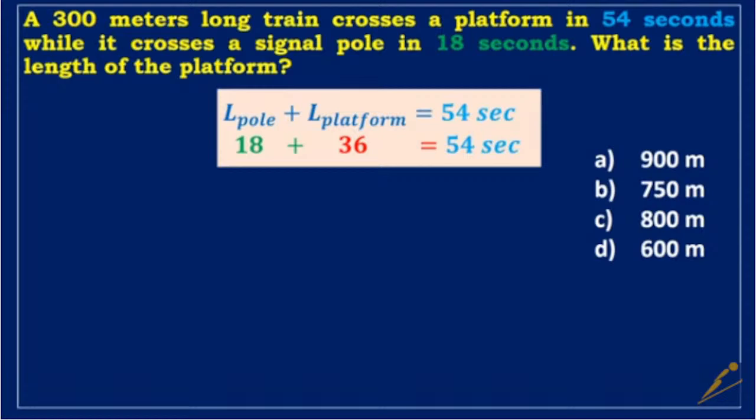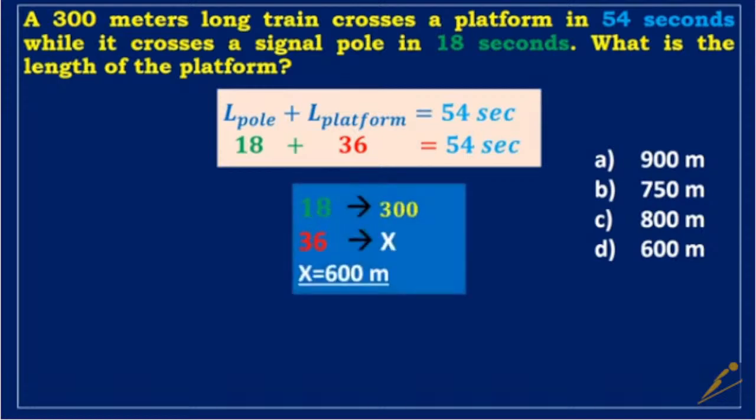A train 300 meters long crosses a signal pole in 18 seconds and the platform in 36 seconds. Based on this information, we will frame two equations. 18 seconds equals 300 meters. The length of the platform X is then covered in 36 seconds. By solving for X, we obtain the platform's length of 600 meters.